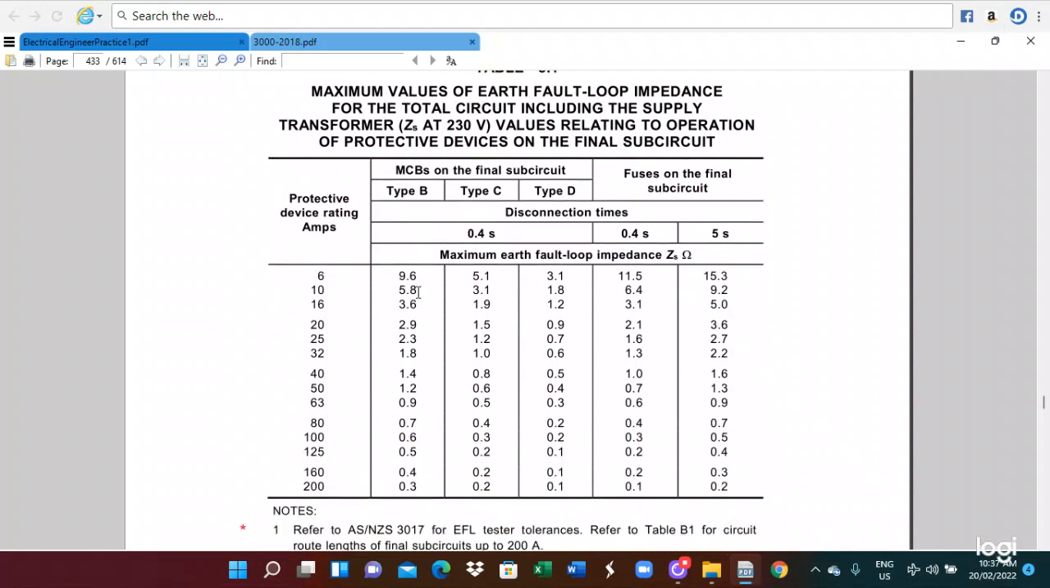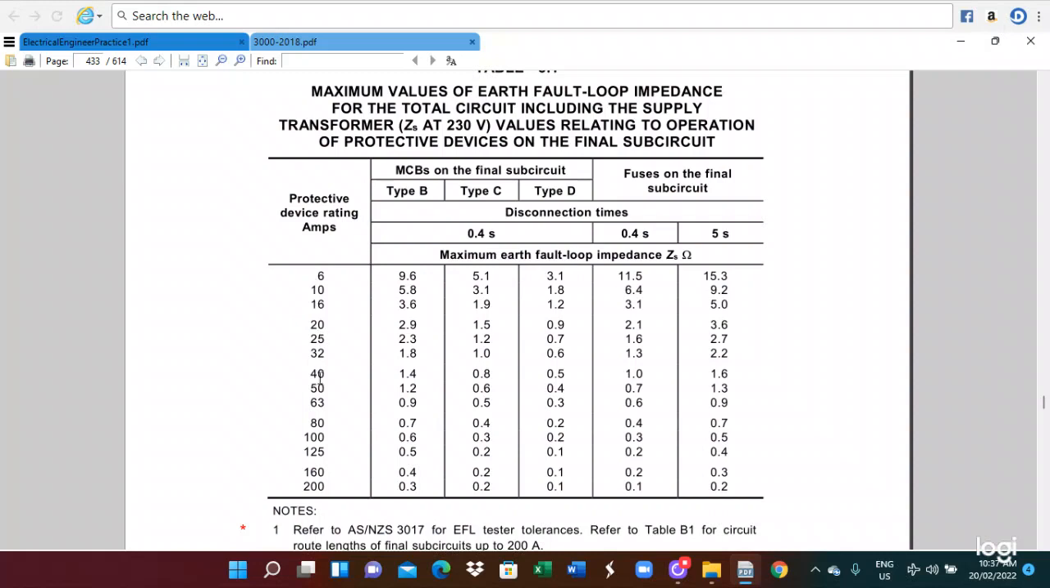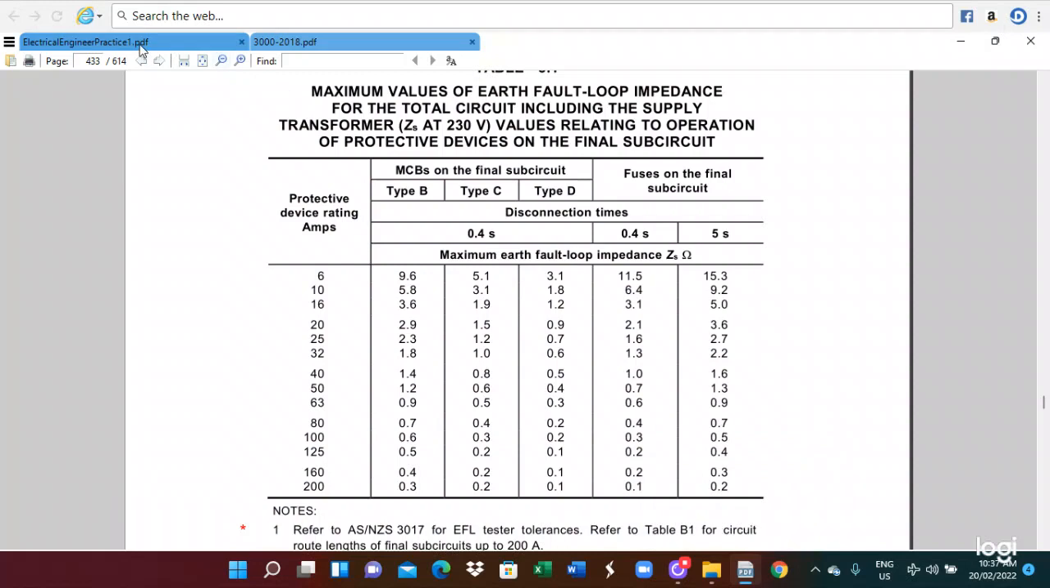So this is for Table 8.1. Table 8.1 on the EL0039. So this is the protective device rating. Also, we utilize circuit breaker type B, type C, type D. They are operation types, and this is the fault loop impedance. And also for fuses on the final sub-circuit, this is the fuse rating, and this is the fault loop impedance. So if you know the fault loop impedance and you know the protective device rating, you can determine the appropriate circuit breaker size.